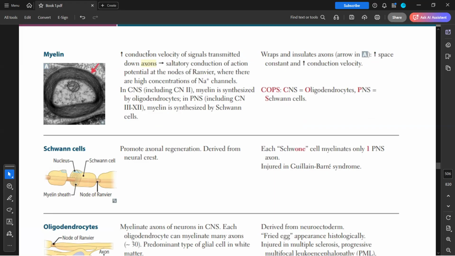Send out the message how? Through the signals. Think about it as the electric signals being transmitted, right? So myelin is something that helps increase the conduction velocity, increase the speed of signals transmitted down the axon.